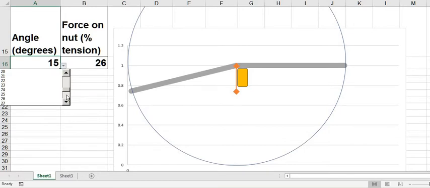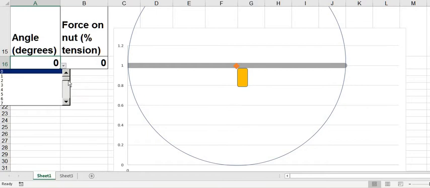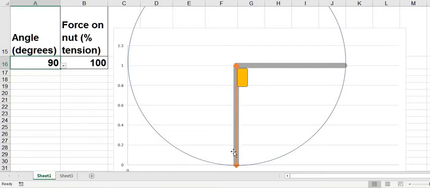And at the most extreme case of 90 degrees, 100% of that 10 kilos appears as downward force on the nut, which makes sense. If you imagine the 10 kilo weight hanging down here, then this nut here has to support 10 kilos by pushing upwards. If you don't know anything about trigonometry, you'd imagine that since at 0 degrees here, there is no force on the nut, and at 90 degrees, all of the force appears on the nut, you'd think that at 45 degrees, half the force would appear on the nut.